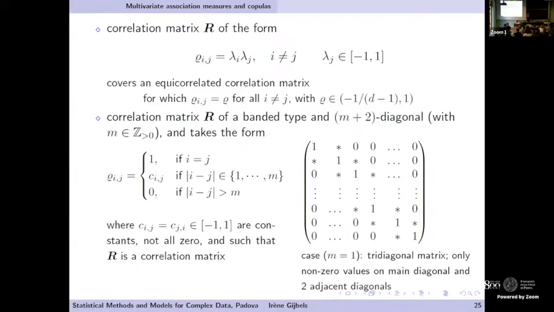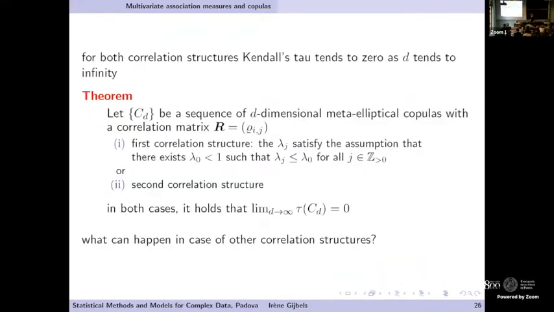And another type of correlation matrix is a banded type. Suppose you have a three-dimensional banded correlation matrix, so the diagonal is 1, the diagonals above and beneath that are different from 0, and all the other entries are 0. And for these two cases, we were able to show, under some additional assumption on the first correlation structure, that Kendall's tau goes to 0. The question is, what happens with other correlation structures? No idea. I mean, no idea about that.